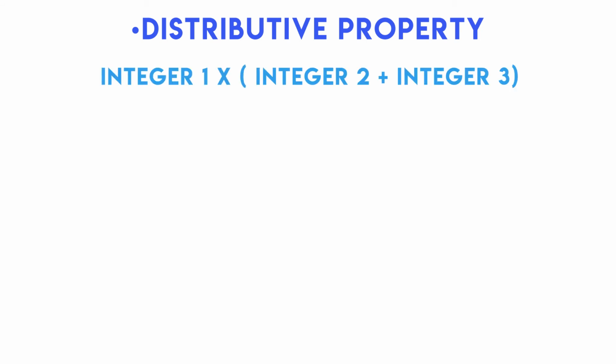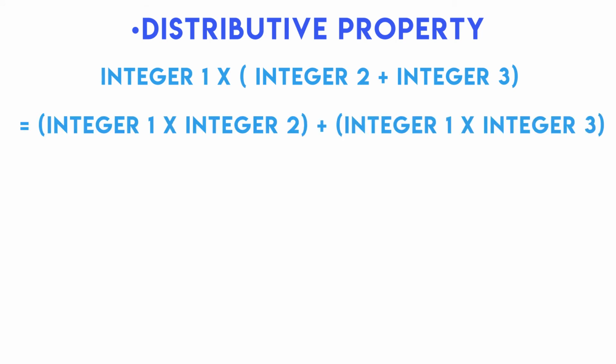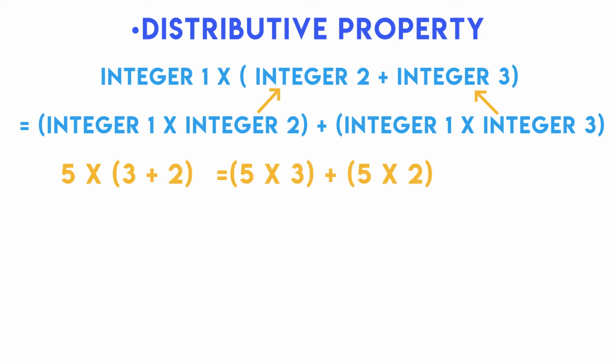According to distributive property, when an integer is multiplied to a sum of numbers, the multiplication gets distributed to each number being summed. For example, if 5 is multiplied by sum of 3 and 2, then it is equivalent to sum of 5 multiplied by 2 and 5 multiplied by 3. You can see that multiplication is getting distributed over the sum.